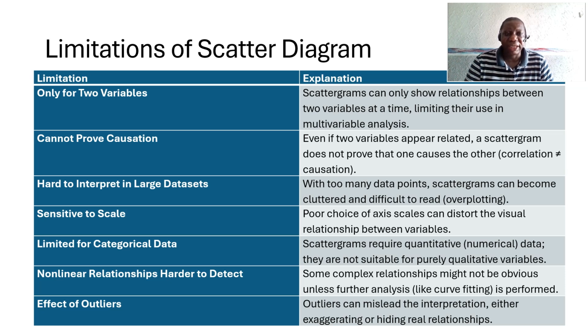Number three, with too many data points, scatter diagrams can become cluttered and difficult to read, a typical example of overplotting. Number four, poor choices of axis scales can distort our visual observation of the relationships. The next one, scattergrams require quantitative numerical data, so you don't use them for analysis of categorical data. The next limitation, some complex relationships might not be obvious unless further analysis like curve fitting is performed, so nonlinear relationships may be very difficult to detect. And lastly, outliers can mislead the interpretation, either exaggerating or hiding some real relationships.